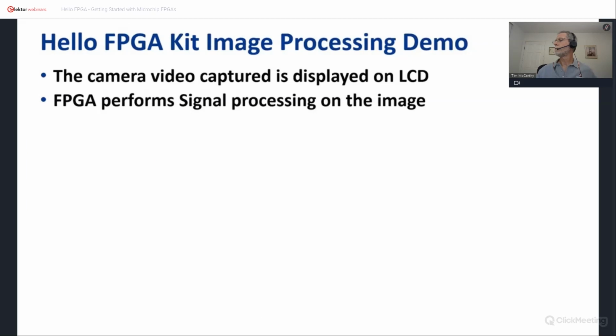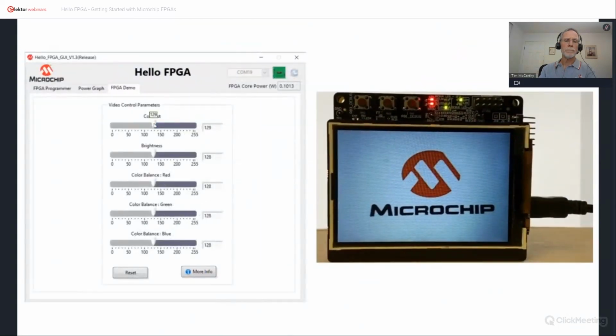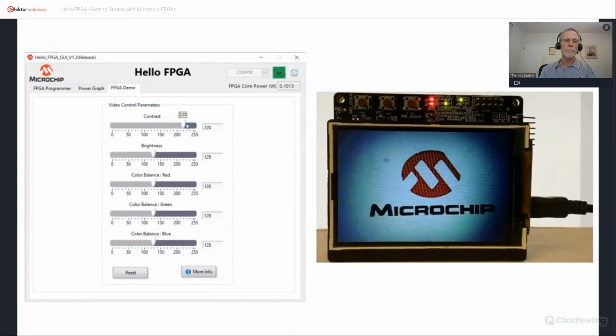In the image processing demo, video captured from the camera is displayed on the LCD module. The FPGA processes the image to adjust contrast, brightness, and color balance using inputs from the Hello FPGA GUI. Here's the Hello FPGA GUI for the image processing demo and the LCD module.